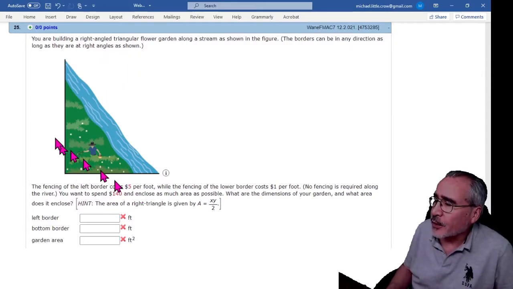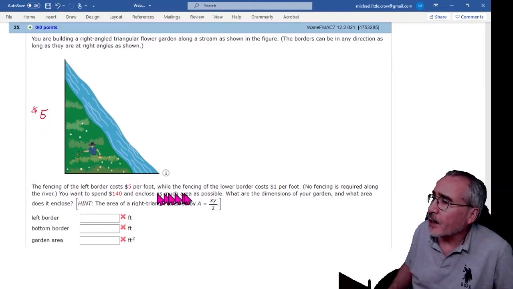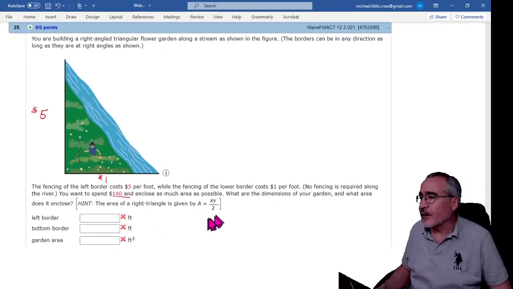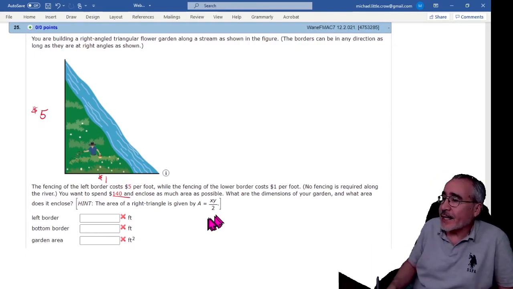So the left border costs $5 per foot. Same type of thing, while the fencing on the lower border only costs $1 per foot. That's much cheaper. No fencing is required along the river because you want to have access to the river. You want to spend $140 and enclose as much area as possible. So you've got $140. Let's use it all and get as much area as we can.